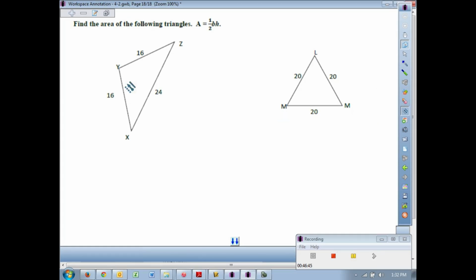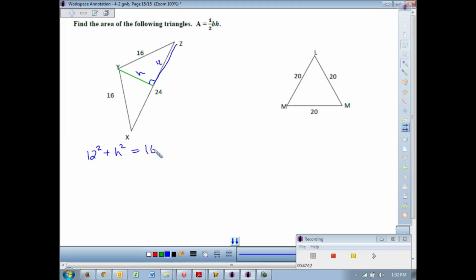Which one's the vertex? Y. Draw me the altitude from Y. Doesn't it go perpendicular to the other side? Perpendicular to the other side. Call that H. And then we need to find H. Correct? How long is this right here? That's 12. So let's do 12 squared plus H squared equals 16 squared.